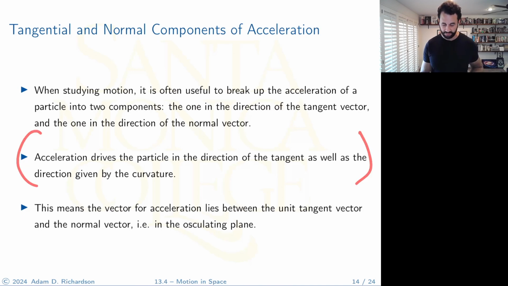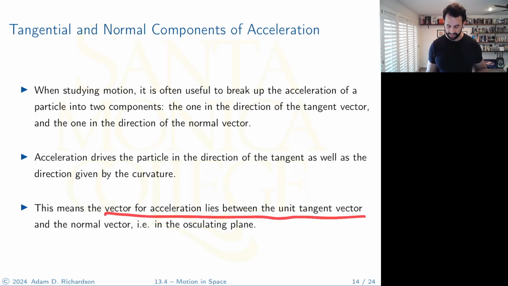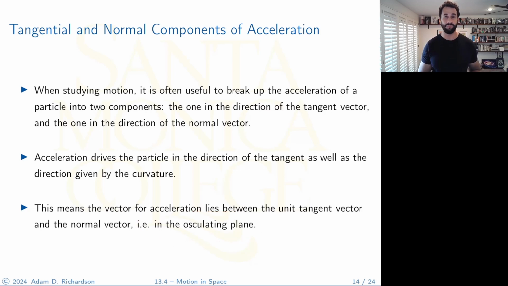Acceleration drives the particle in the direction of the tangent, as well as the direction given by the curvature. Because if you're turning as you move, then there's a normal component of the acceleration, and a component that's not just in the direction of the tangent. So one thing to note here that I'll point out again when we derive the formula: the vector for acceleration lies between the unit tangent vector and the normal vector. In other words, the vector for acceleration lies in the osculating plane. And that was something we talked about in the previous section, right? The osculating plane. So your acceleration vector lies in that plane, and we're going to see that in just a moment.